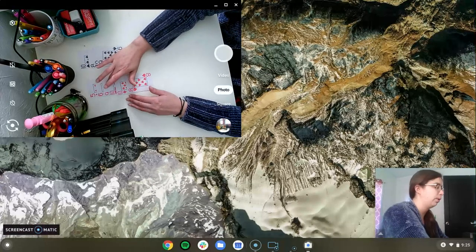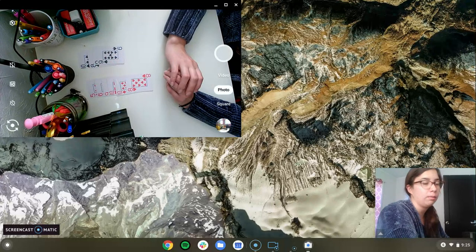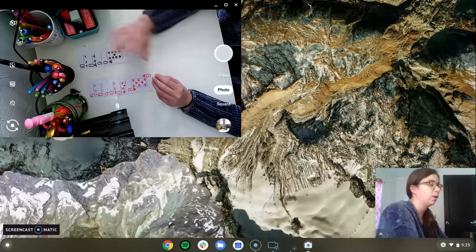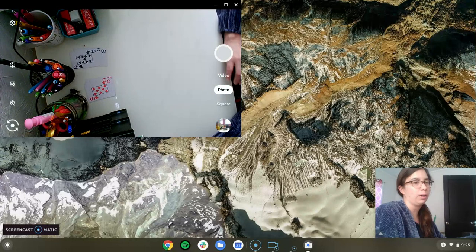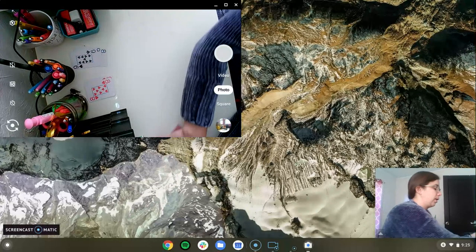Right? So we had 1, 2, 3, 4, 5, 6 red cards. 1, 2, 3, 4 black cards. Right? So let's try it again with another set of 10 cards. So we have done our colors. So now we're going to try sorting our cards another way.